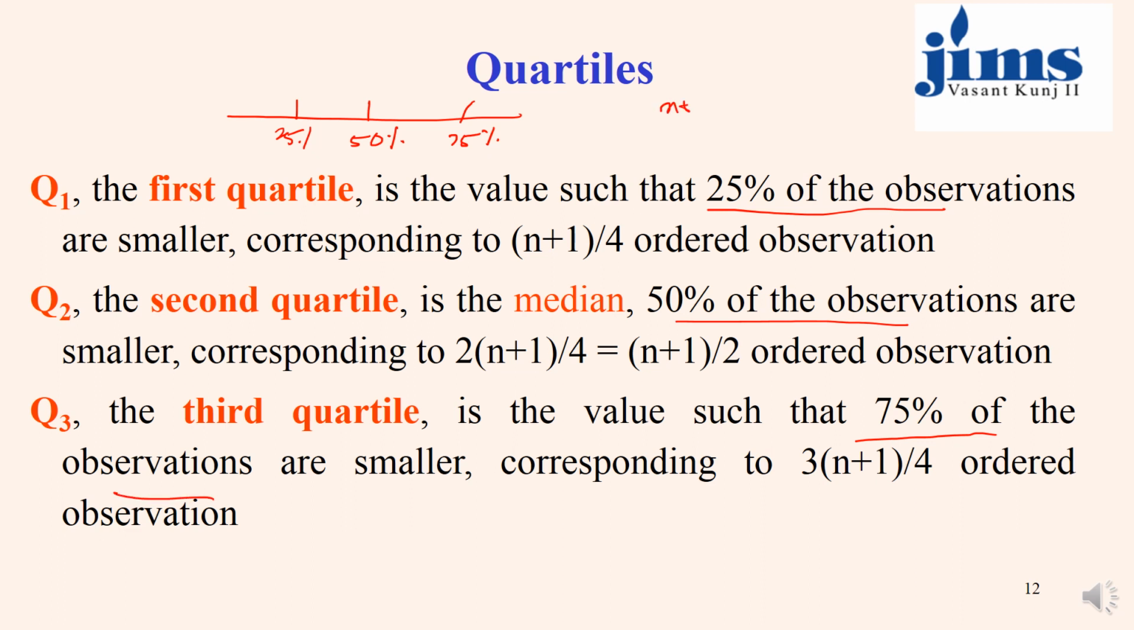(n plus 1) by 4, where n is the number of data, is the first quartile, and 3(n plus 1) by 4 is the third quartile. The second quartile is represented by 2(n plus 1) by 4, that is equal to (n plus 1) by 2, that is why it is equal to the median. Okay.